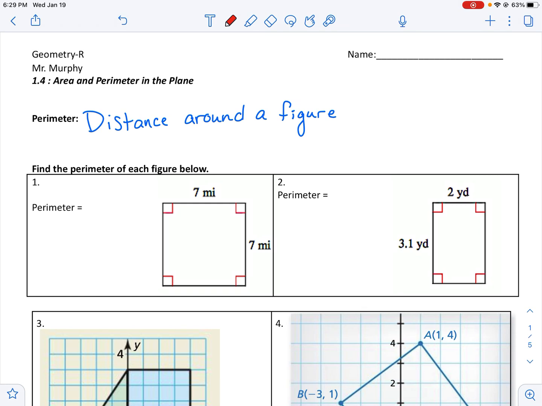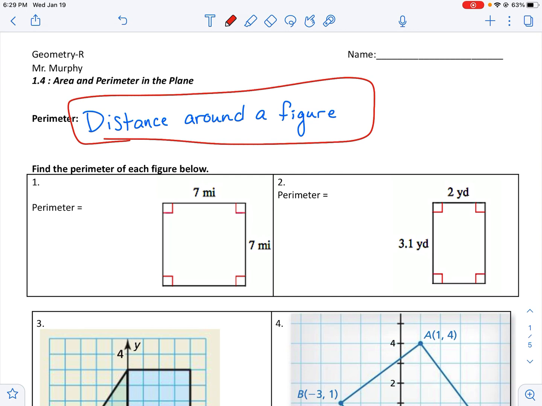I apologize for that. We're going to find the area and perimeter of figures in a coordinate plane. So in this video, we're going to find that area and perimeter. Now, perimeter is just the distance around a figure.